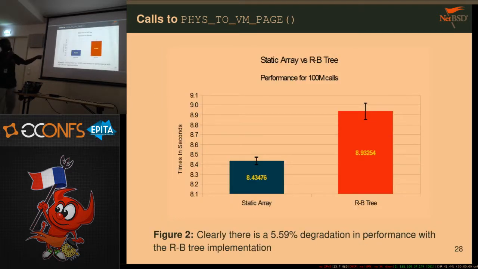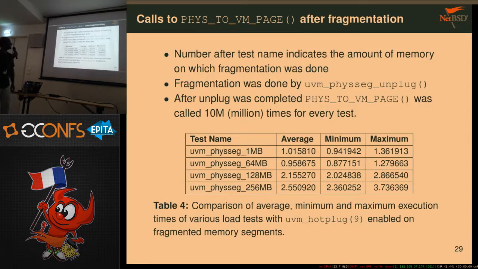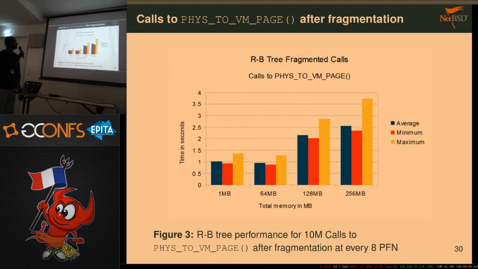So that's the number, 5.59% degradation in performance, which, depending on how important it is for you to plug or unplug your memory live, is a design choice that a manager can make. So there we are. Yeah, so that's the details of fragmentation and how we did the tests and colorful graphs.